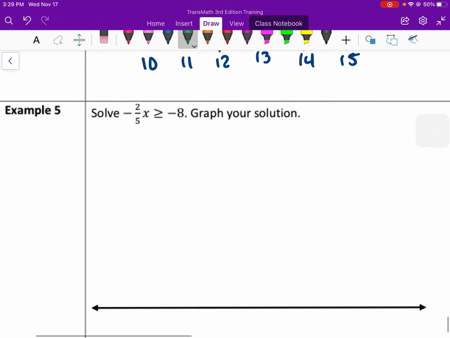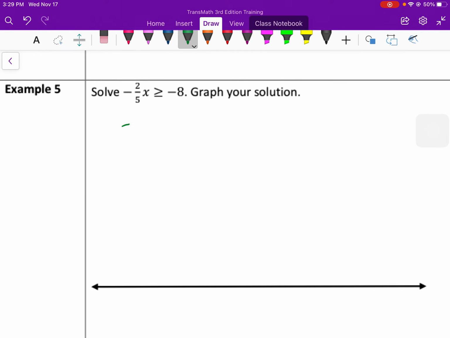All right, we're going to do one more. This time we have negative 2/5 x greater than or equal to negative 8. So when we have a negative fraction, we can apply this negative either to the top, or to the bottom. Sorry.